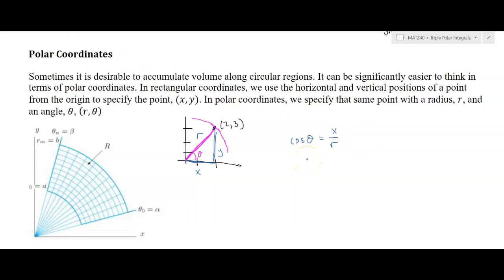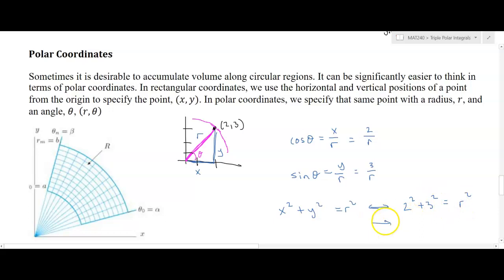And so for y, we have the relationship that sine of theta equals y over the radius. Now we know what x is. X is 2, but we don't know what r is, and we don't know what theta is. And y is 3, but again, we don't know what r or theta are. However, we do know the Pythagorean theorem that x squared plus y squared equals r squared. So we have x and y, so we can find 2 squared plus 3 squared equals radius squared, and that will lead us to r equals the square root of 2 squared plus 3 squared, which is the square root of 13, I believe.